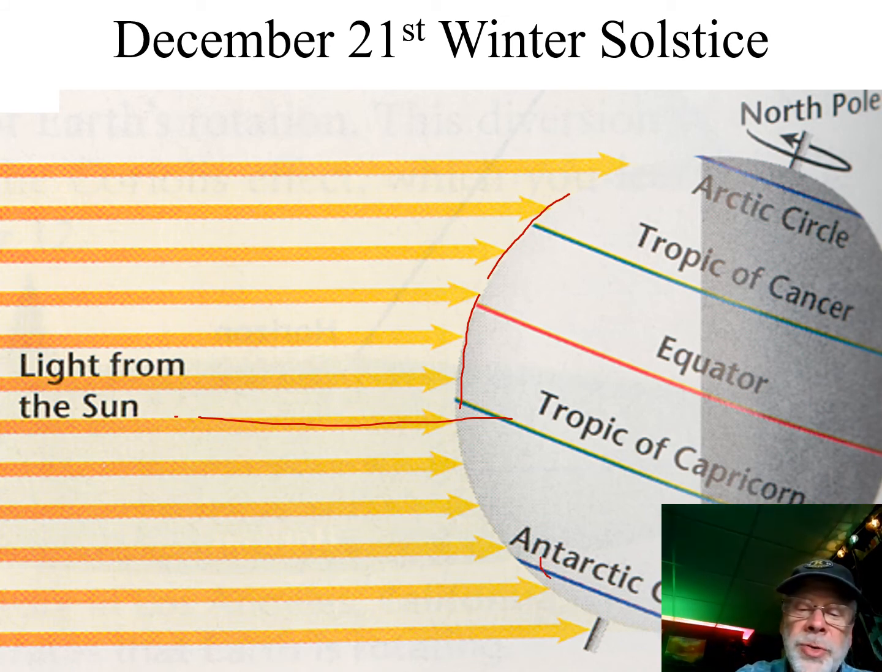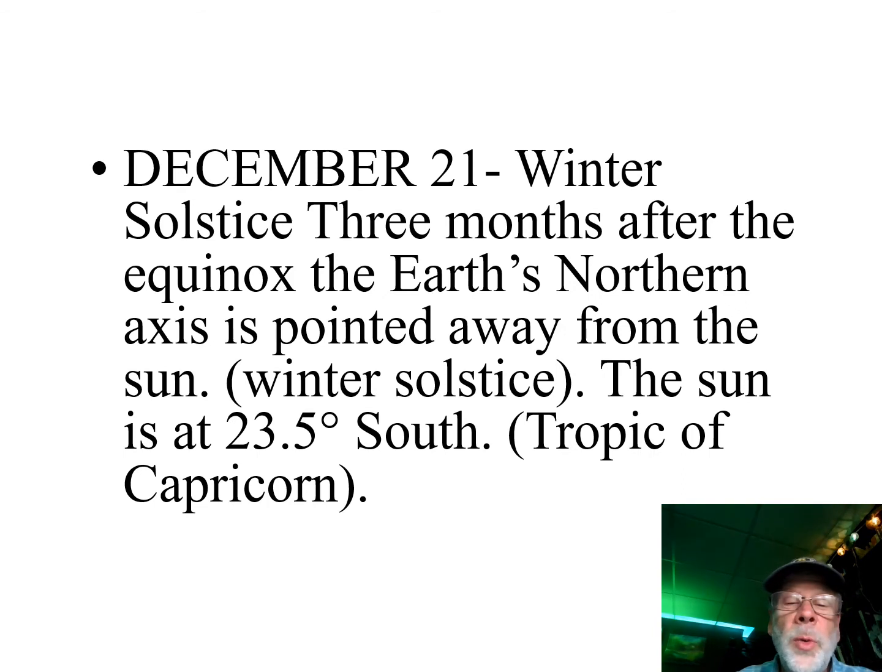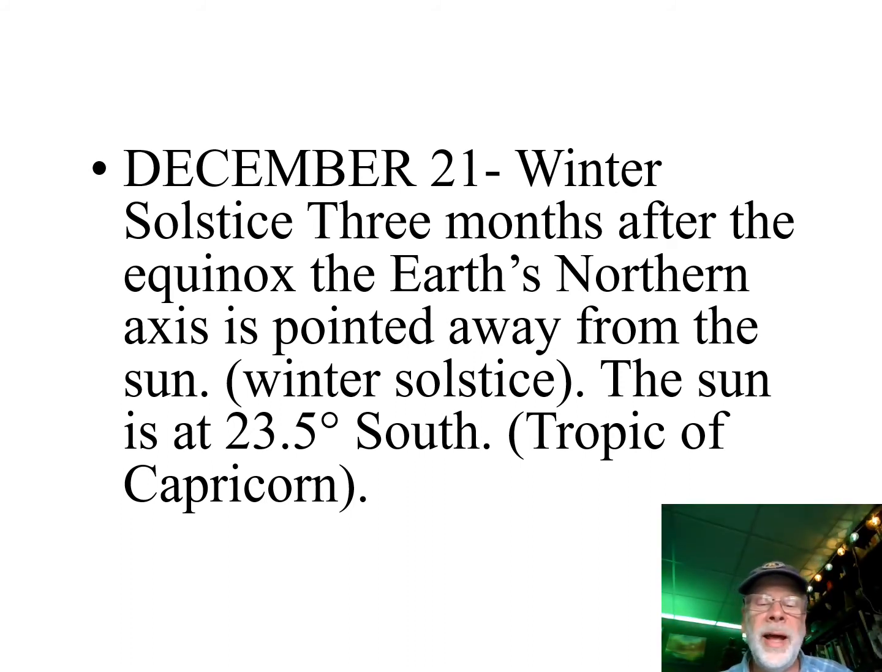Again, look at the Antarctic Circle. You see the sun is up all day long. Look at the Arctic Circle. You see that no matter which way you turn on that day, you get no sun. Right? So December 21st, winter solstice, 3 months after equinox, the Earth's northern axis is pointed away from the sun. Winter solstice. The sun is at 23.5 degrees south.